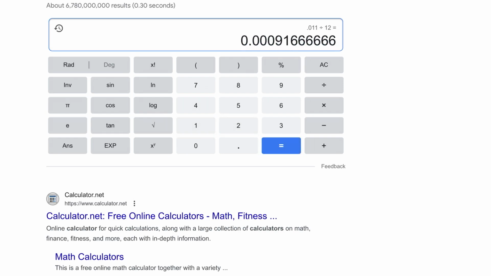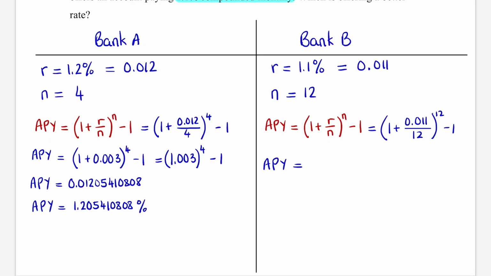And add 1. And then raise this number to the 12th power and subtract 1. I'll get exactly the same number. So I get APY is 0.01105562813.